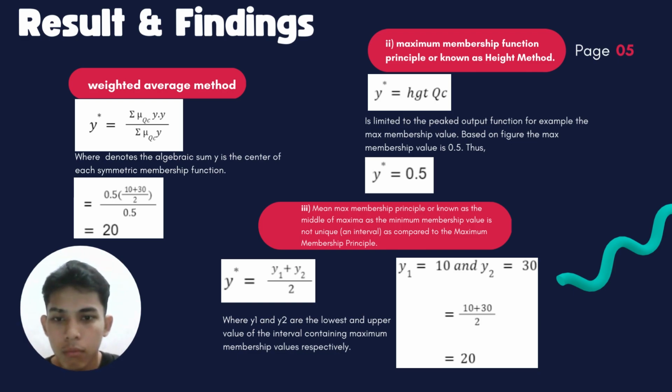The second one is maximum membership function principle, also known as the height method. That's a formula, and it is limited to peak output functions. For example, based on figure 6, the max membership value is 1.5. Number 3 is the mean max membership principle, also known as the middle of maxima, as the maximum membership value is not unique compared to the maximum membership principle. That's a formula where y1 and y2 are the lowest and upper values of the interval containing the maximum membership value respectively, based on figure 1. So y1 is 10 and y2 is 30. Divide 10 plus 30 by 2 is 20.